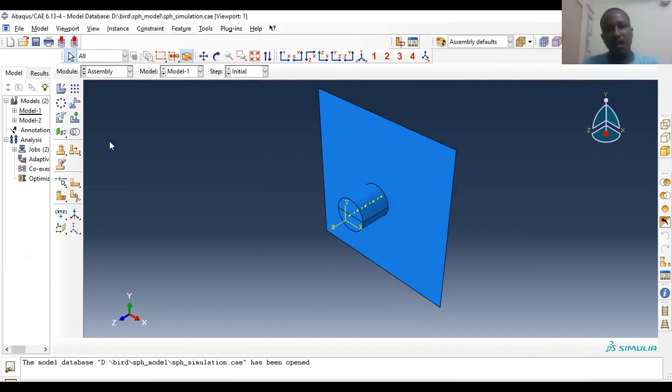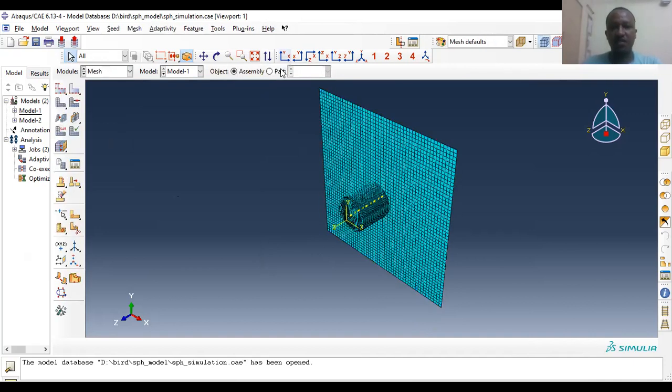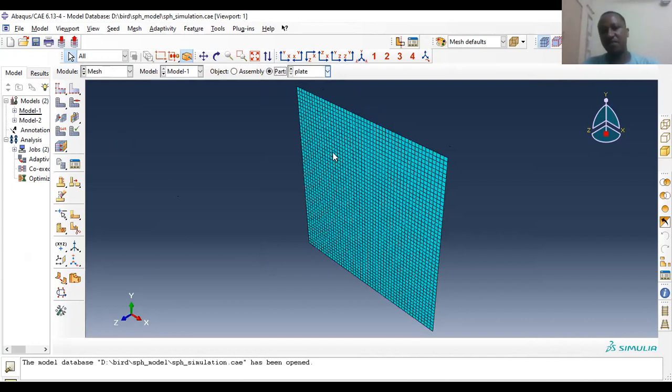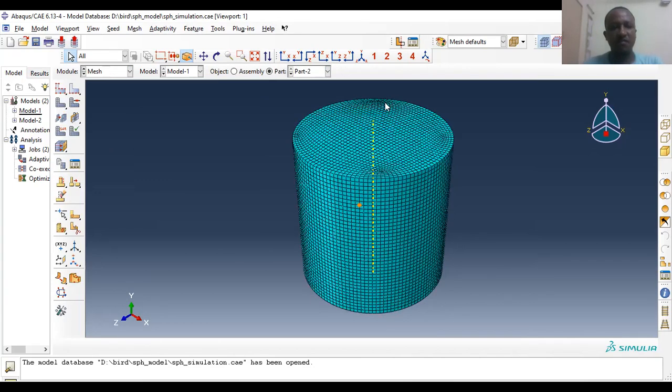Then, a mesh is created and each of the parts is meshed. The plate is meshed, and the bird is meshed with an appropriate type of mesh. While we are meshing, we consider all the nodes as important points for us. We set nodes, and these nodes are considered as particles. We use them as particles.